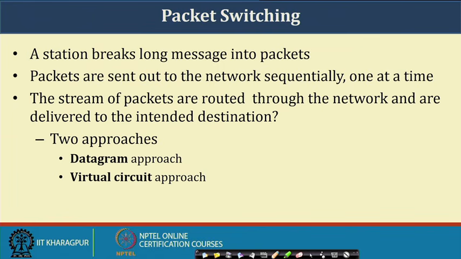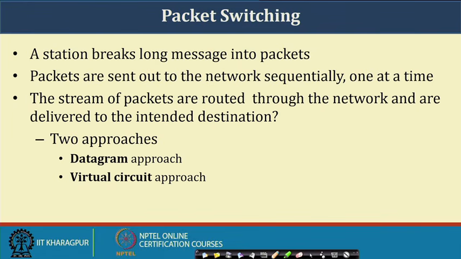On the other hand, packet switching says that the source station breaks the message into packets, right, typically smaller chunks. Now packets become an independent authority, right. Packets are sent out into the network sequentially, one at a time, one packet after another. The stream of packets is routed through the network and delivered to the intended destination. So these packets are pumped into the network and delivered at the destination. There can also be two approaches.